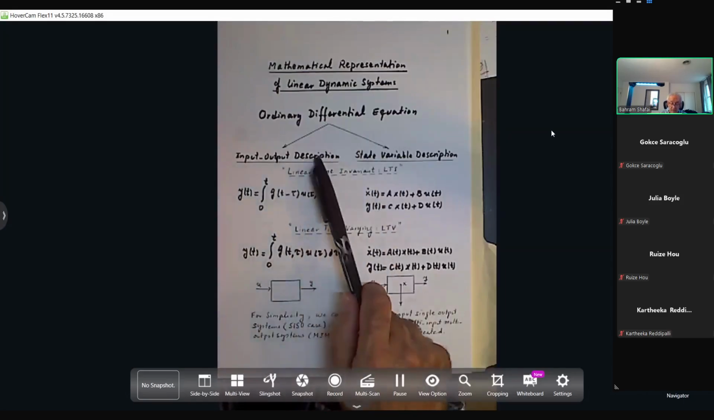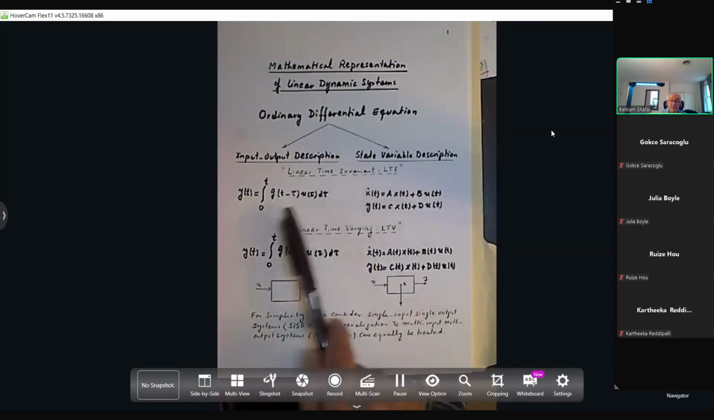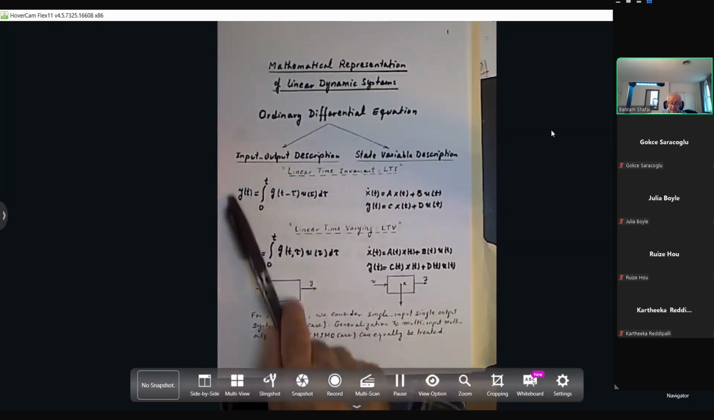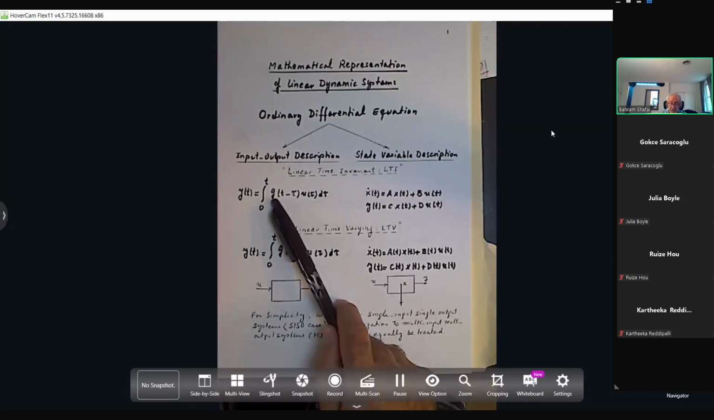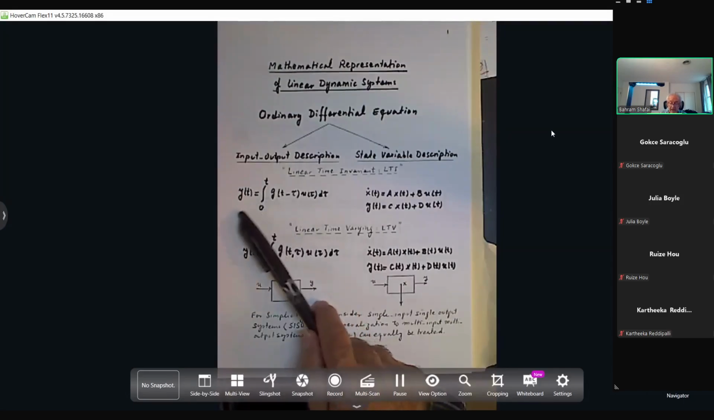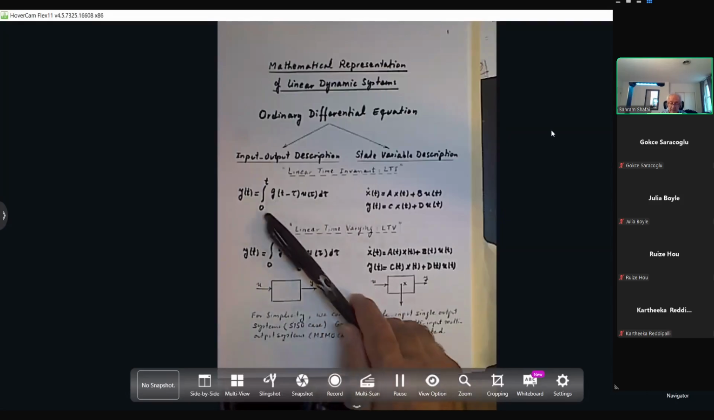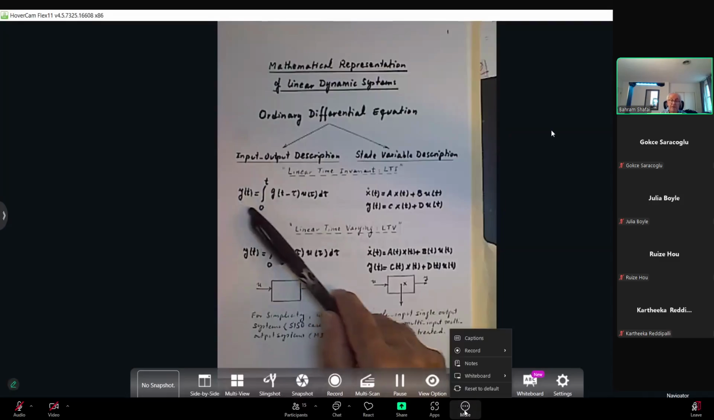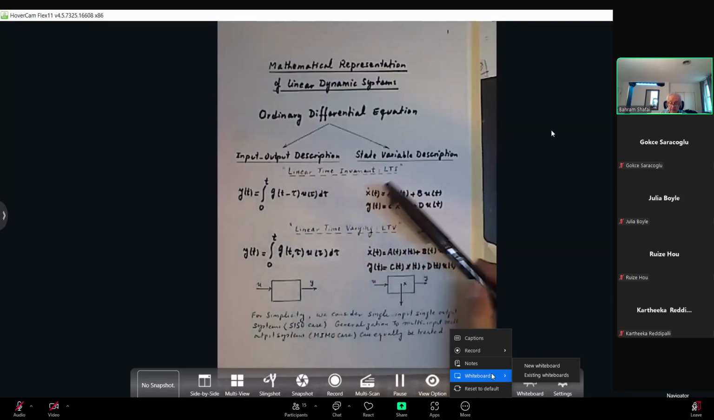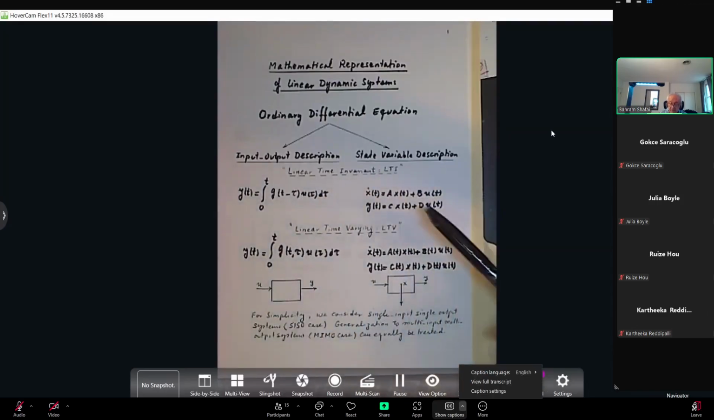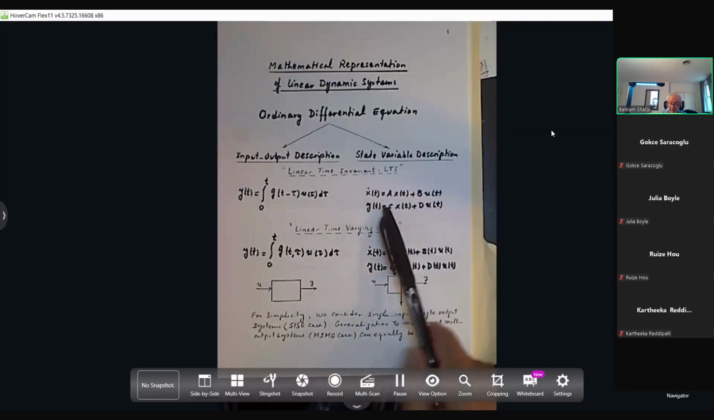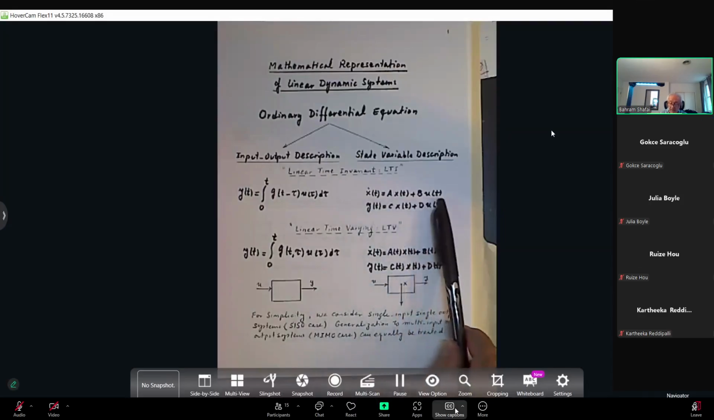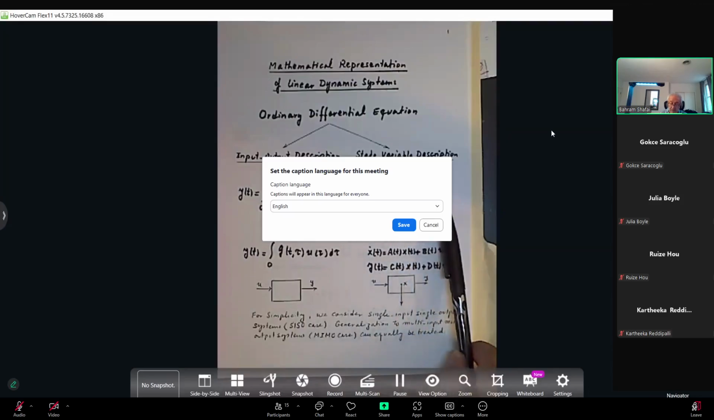The input-output description for the linear time invariant systems looks like this. And as you remember, this G is called the impulse response. We derived this equation for the linear time invariant causal system with the initially relaxed system at t0 equal to 0. You can write it this way. This is the input-output description. Then the state variable description looks like this: x dot equals Ax plus Bu, y equals Cx plus Du.